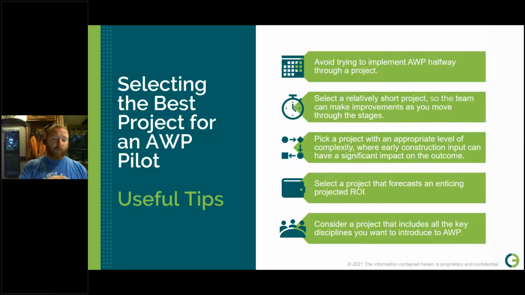Now, that might be a crawl, walk, run. You might, as I said, just want to pick one key discipline at the start. But if you're a mechanical contractor, you might want to look at pipe, steel, insulation, if that's something that's in your armory. So pick something that makes sense for you.